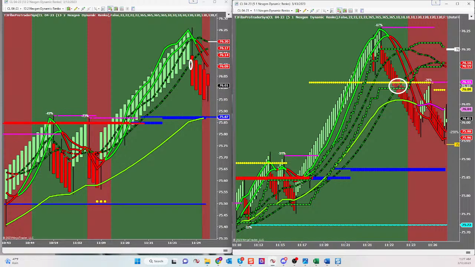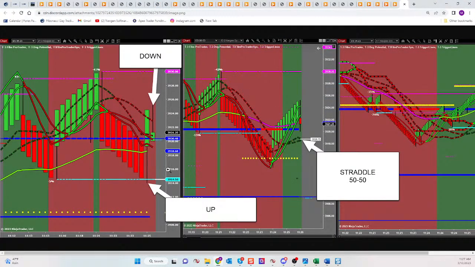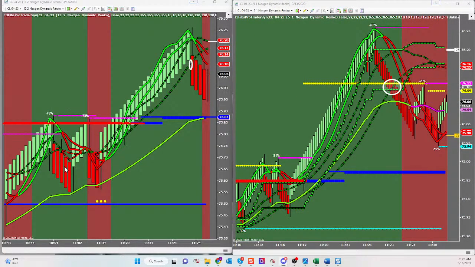That one didn't work. John says the monkey business mode. Pivot stop out says up. Triggers say down. Straddling. 50-50. Let them break out. We don't have to be first. And I think we're going to coin that phrase, monkey business mode. That's going on a coffee cup.